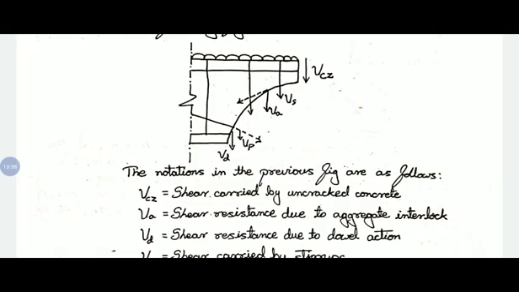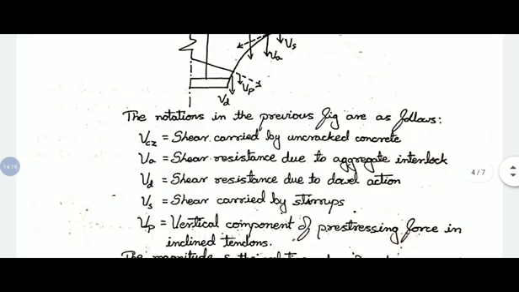And VS, shear carried by stirrups. Shear reinforcement, what we call it as. Shear reinforcement, why we provide that, that is stirrups. So some shear stresses or shear forces will be carried by stirrups. Then the vertical component of pre-stressing force in the inclined tendons, that is VP. The magnitude of the relative value of each component changes with increasing load. So as the load varies, all these variables will change. These are the components of shear resistance.